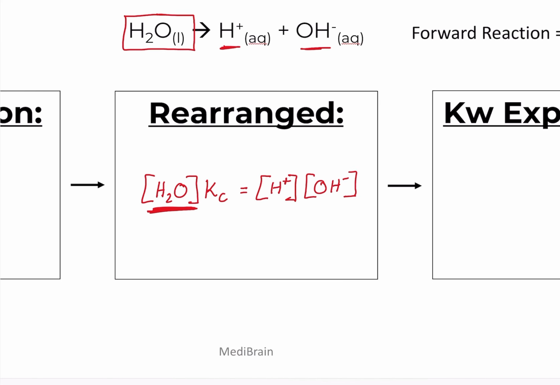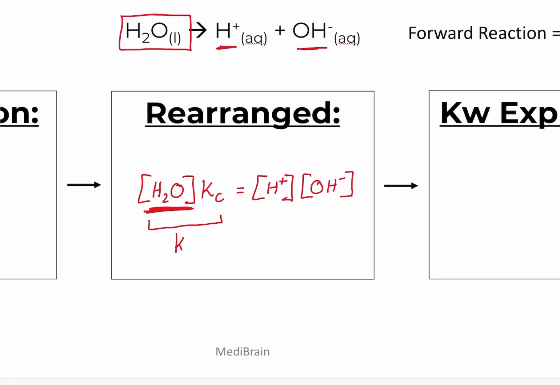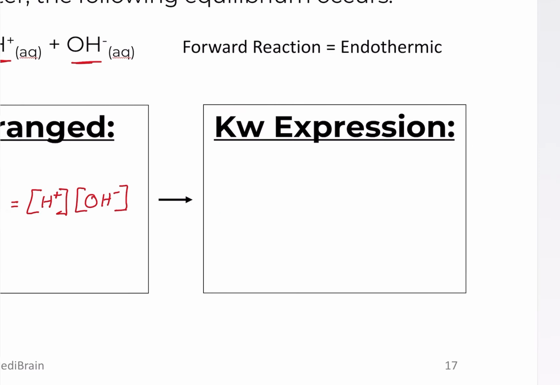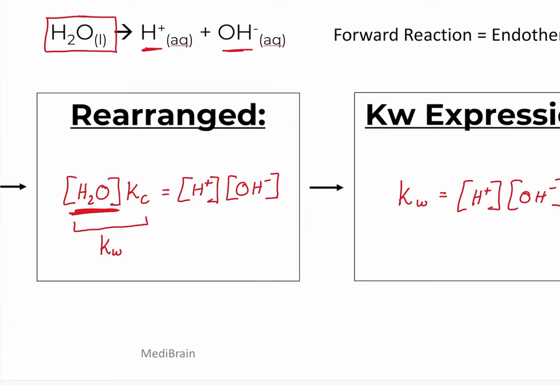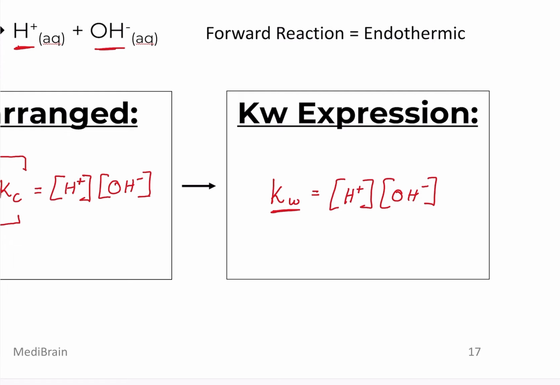Okay, now because H2O is a constant, we can combine H2O and Kc together and bring out a new name, and that's Kw. Basically, H2O and Kc is Kw. It's just a shorter way of saying the concentration of H2O and Kc. So our Kw expression is literally the same. It's just Kw equals the concentration of H plus and OH minus. As you can see, Kw is just the shortened version of this thing over here, H2O Kc. So instead of writing all this out, you can just write Kw, and that's the expression that you need to know for the exam.